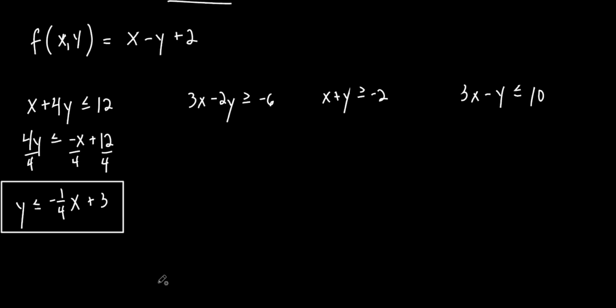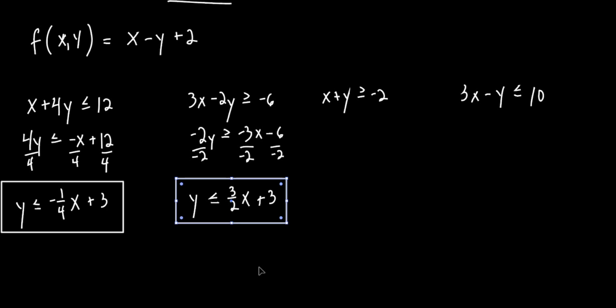Let's do the same thing here. Subtract a 3x, so I got negative 2y is greater than or equal to negative 3x minus 6. Divide everything by a negative 2. Well, that should trigger something in you, right? Divide by a negative, so what should we do here? Change the direction of the inequality. So this will be positive 3 over 2 x, and this will be plus 3. Put that in a box, and we're going to graph that.